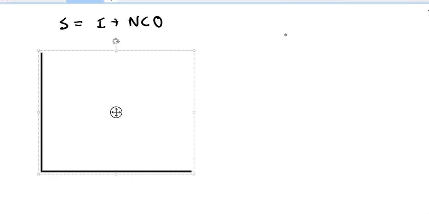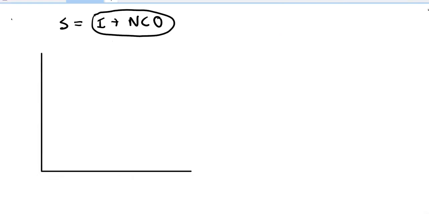Let me first draw the axes here. This part is telling us the demand for funds. So this is telling us how we are using our savings. Are we investing, or are we either buying or selling capital from abroad? This is going to be our supply of loanable funds. So this is determined by what we have here.